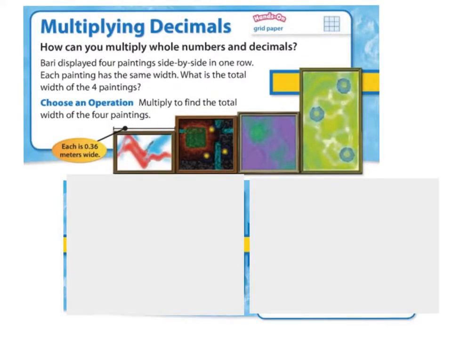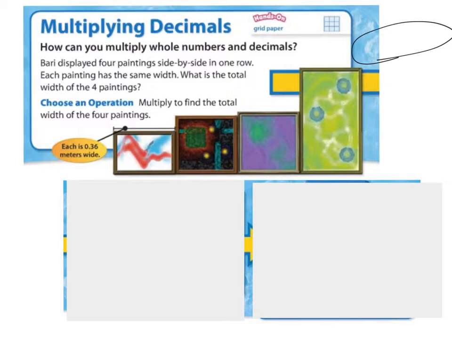Alright, so here our main lesson is multiplying decimals today, and as I see, there's nothing written in the corner, so this is where I teach it and you do not write down anything. Let's ask this question: how can you multiply whole numbers and decimals? Barry displayed 4 paintings side by side in one row. Each painting has the same width. What is the total width of the 4 paintings?